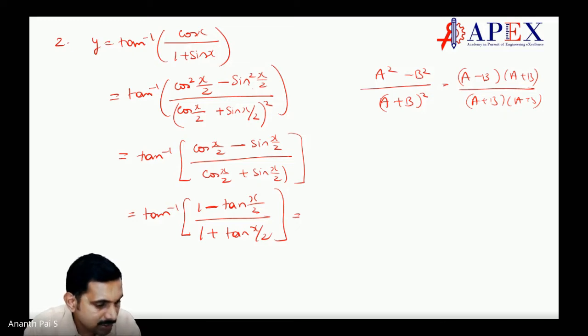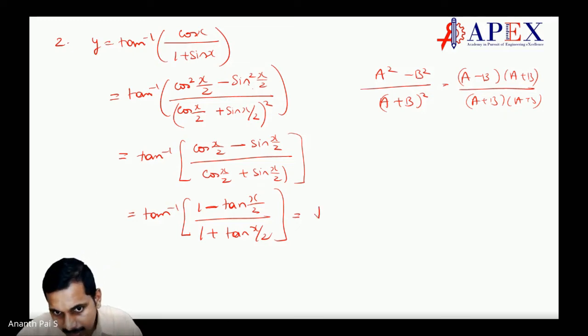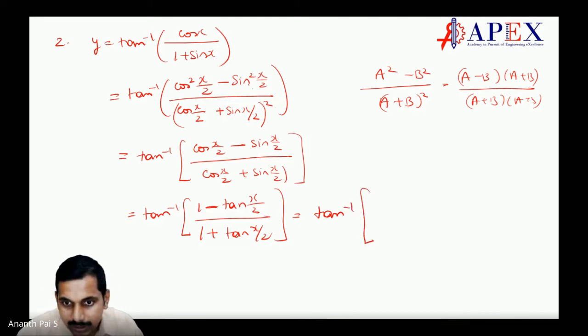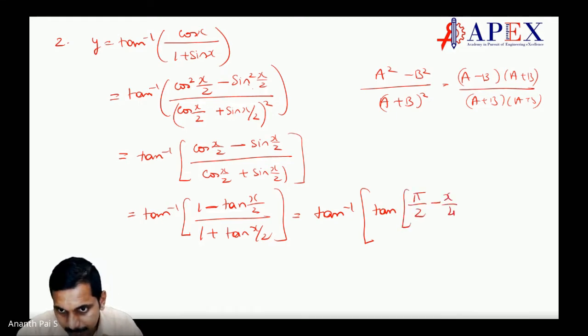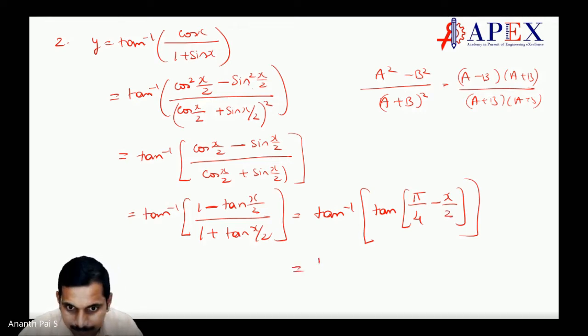This can be written as tan inverse. See the trigonometric formula again, students, you will get this. This can be written as tan of pi by 4 minus x by 2. So the answer for this would be pi by 4 minus x by 2. That would be y, correct?